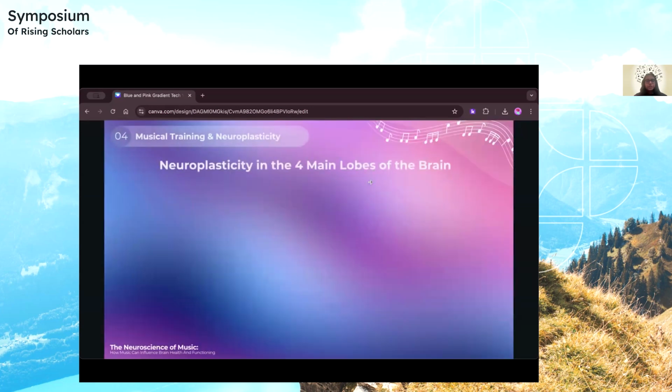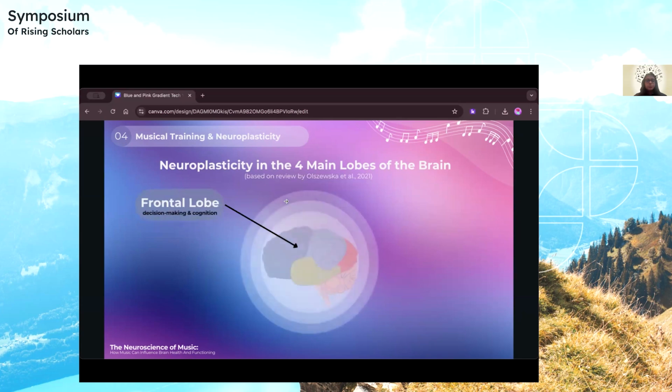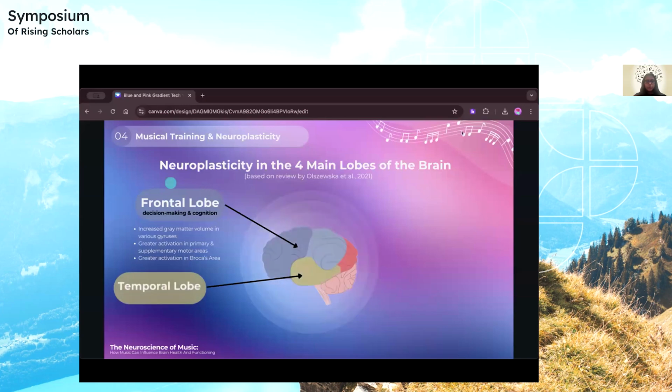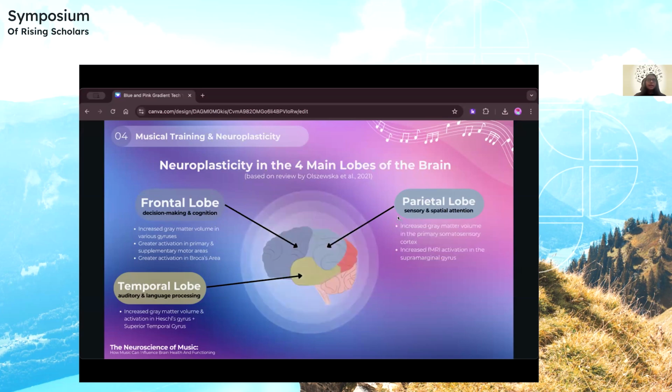So first, let's look at neuroplasticity in the four main lobes of the brain. I'm going to quickly go over these four main lobes. We have the frontal lobe, which is used for decision making and cognition. There's a lot more gray matter here. Then we have the temporal lobe, which is used for auditory and language processing. Musicians really have to be able to listen to music and respond to it very quickly. That's why there's a lot of gray matter there. There's also a lot of gray matter in the parietal lobe, which is for sensory adaptation and spatial attention. Personally, as a pianist, being able to connect my brain to my hands while playing the piano is essential, and I'm able to do it because of this.